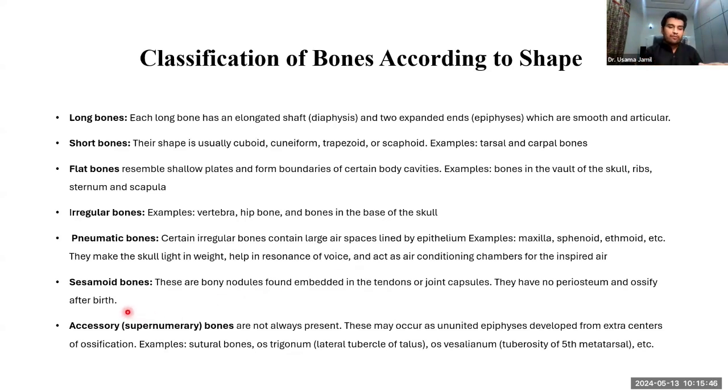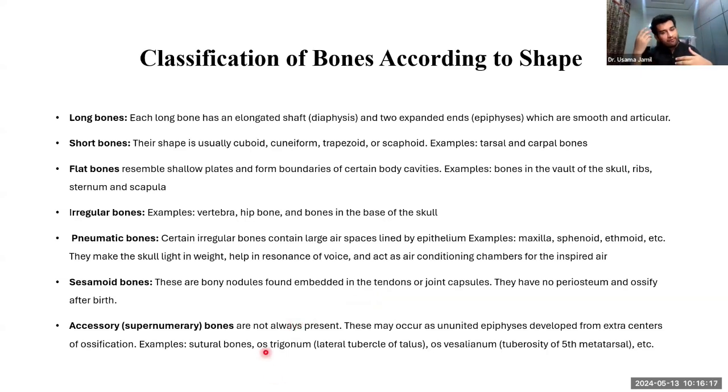Then comes the sesamoid bones. They are small bones that can be present in tendons or the joint capsules. For example, one of the biggest sesamoid bones is present in front of our knee, that is called the patella. You can see this bone can easily be moved because it is present in the tendon of the joint. There are also accessory supernumerary bones that sometimes are present and mostly not present. They can develop in different types of joints.